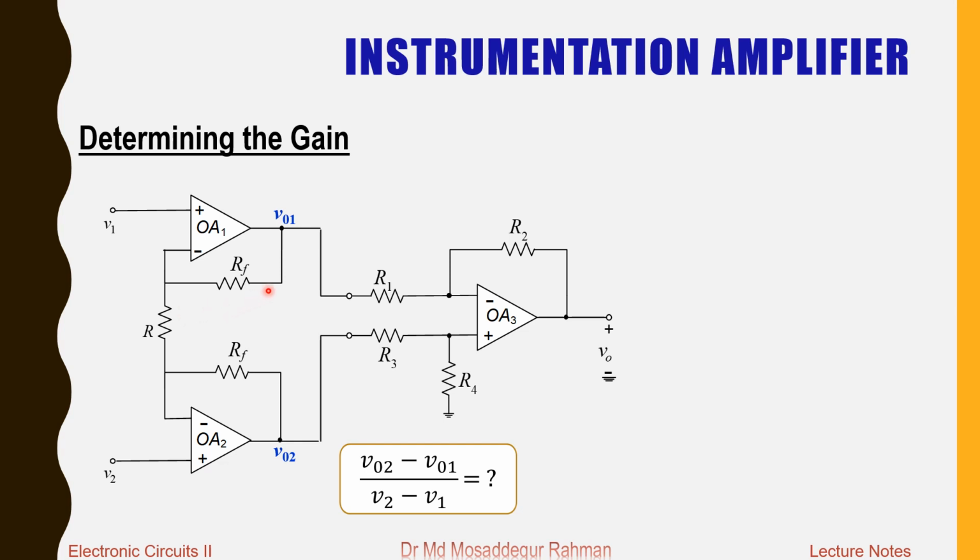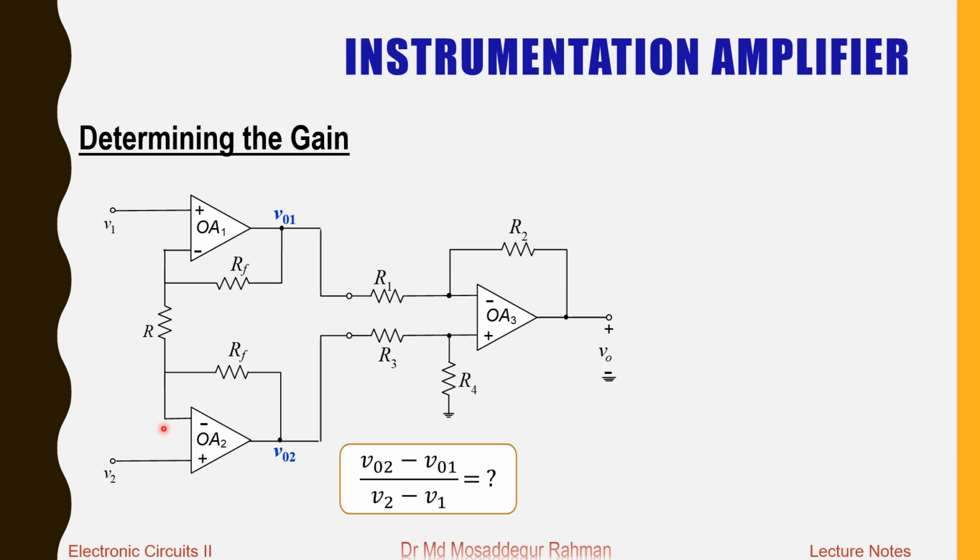But we are trying to determine the voltage difference here, so that is unknown. What is known is the voltage at the inverting input terminal of op amp 1 and the inverting input terminal of op amp 2. So these two voltages are known. How do you know these voltages? Because of the virtual short circuit condition, the voltage at this terminal will be the same as the voltage at this terminal.